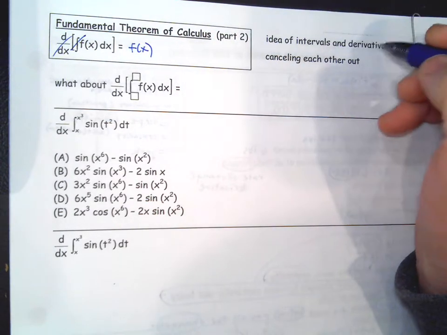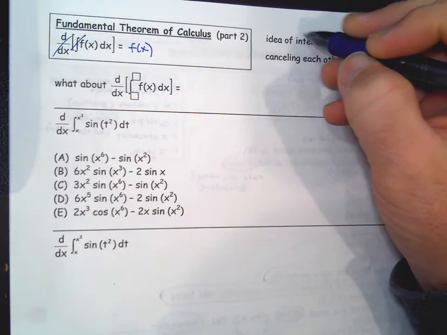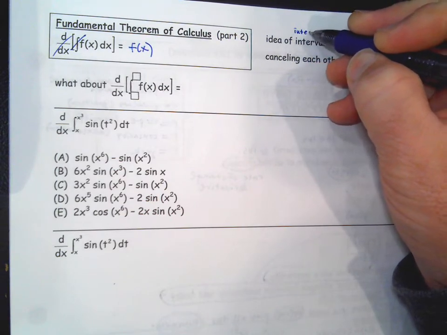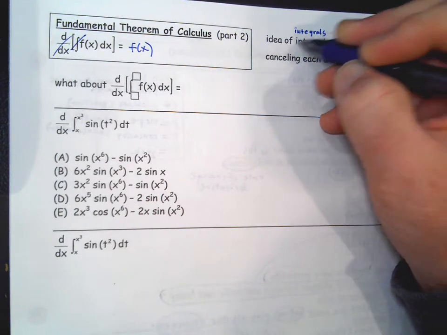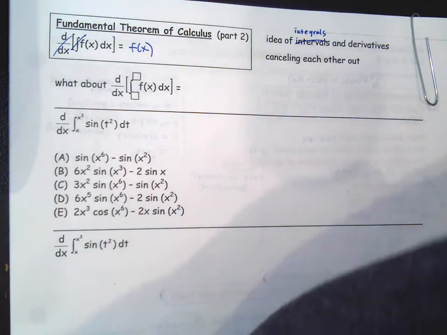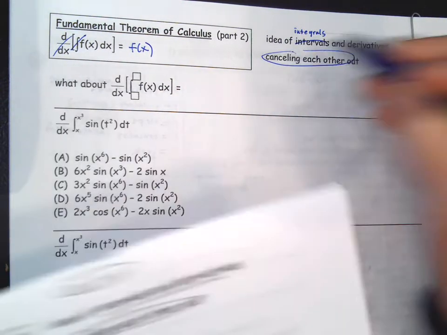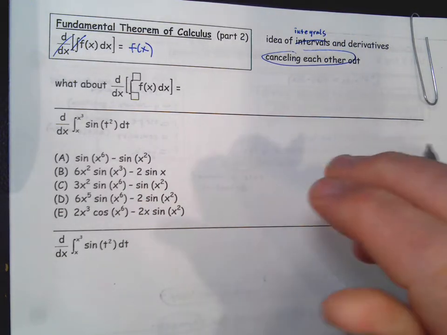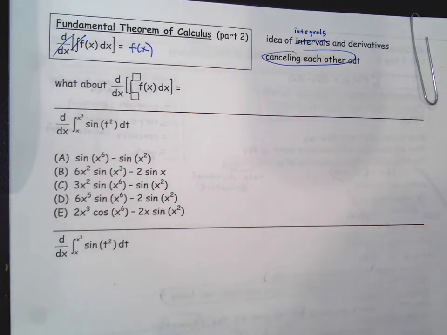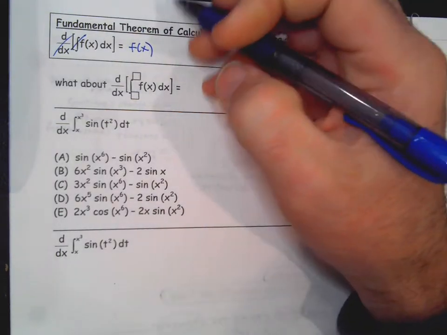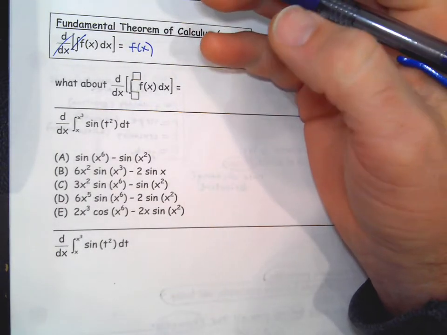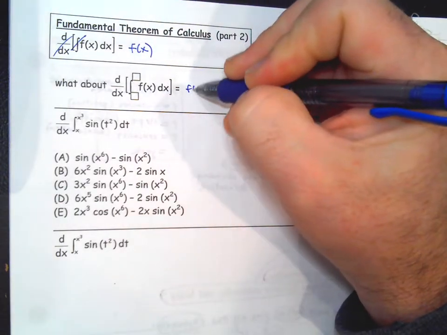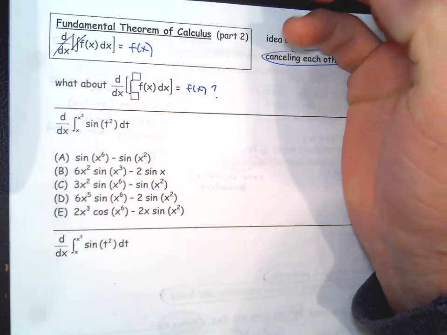So, the idea is integrals and derivatives canceling each other out. That's kind of the basic idea. But what if there were some limits? Because usually we're doing part 1 when there are limits. So what do we do? What do we do with the limits? Is it just f of x?